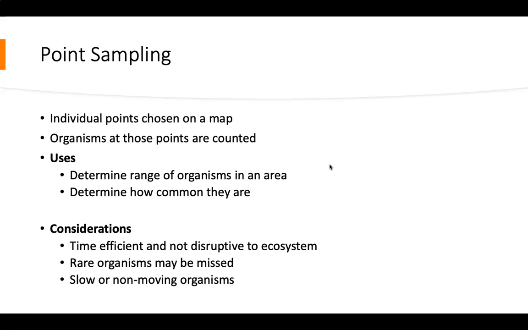So an example could be with the koala, which is what they do a lot of with koalas, is this point sampling. They'll pick points in a bush, they'll go out and count the koalas in the tree and use that to get an estimate of how many koalas there are in that area overall.